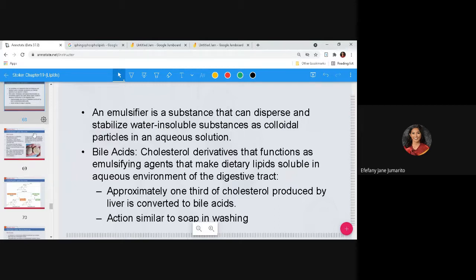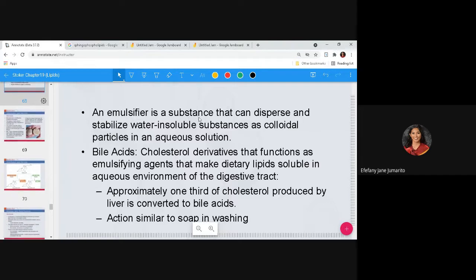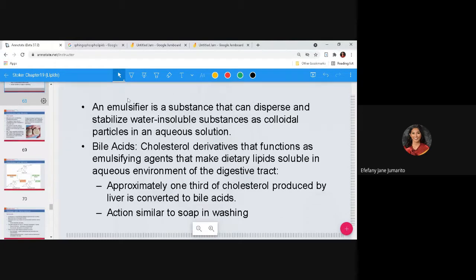So, let's go to bile. Let's go to emulsification of lipids. An emulsifier is a substance that can disperse and stabilize water-insoluble substances as colloid particles in an aqueous solution. Just like your mayonnaise, it has many mixed ingredients, but its main component is egg. So the egg there acts as the emulsifier.